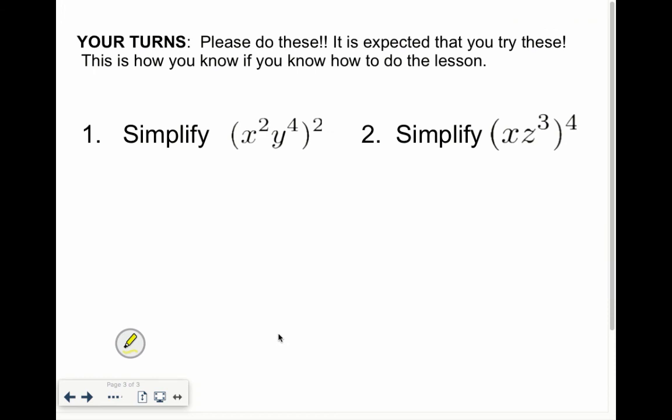There are 4 your turns that we are going to ask that you do. It is expected that you do these. This is part of the homework. This is the most important part of the homework, in that you understand what it is that you're supposed to do for the lesson. Go over these in class. Have a good night.